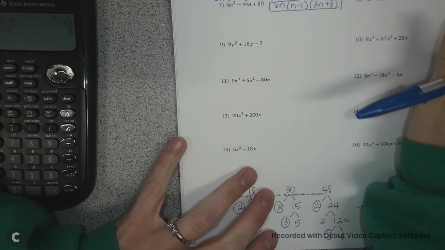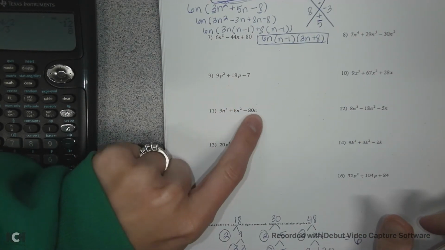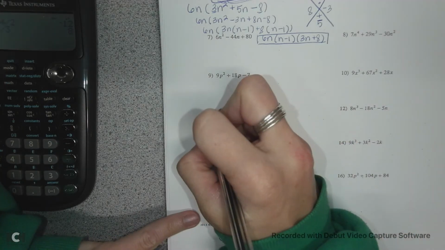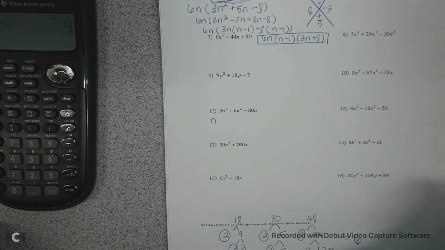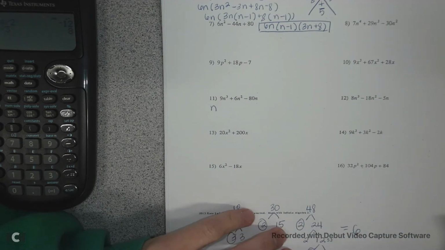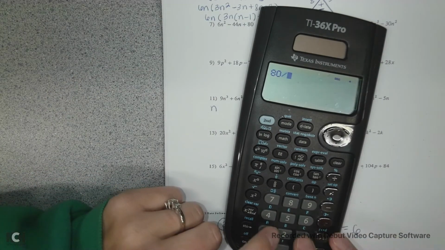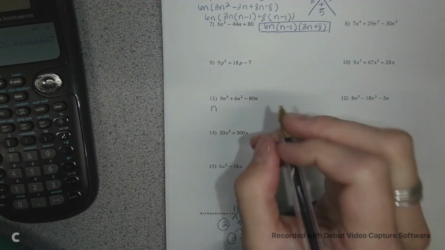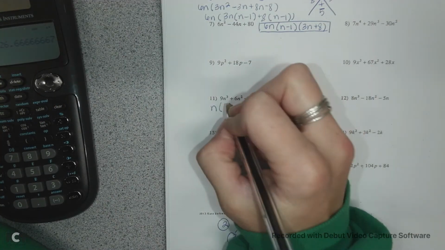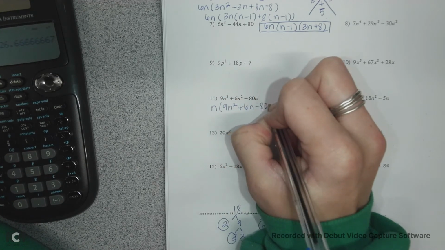Let's do number 11. Okay, on number 11, notice that I have an n cubed, an n squared, and an n. So we immediately want to take out an n. And then I have 9, 6, and 80. So I know 9 and 6 have some like terms, 3, and I'm not sure 80 does. So all I'm going to do to check is we're going to do 80 divided by 3. Did not work. Okay, great. So no like terms there with the actual numbers. So we can just take out an n. So we have 9n squared plus 6n minus 80.